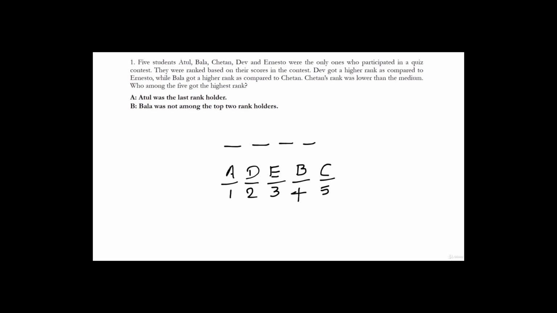Since no one's position is known, Bala could be here, Chetan could be here, Atul could be here, Dev could be here and Ernesto could be here. So only if we consider these 2 possibilities, we are not getting any definite answer for the question through statement B, which means statement B alone does not provide the answer. Now, when these 2 are considered, we have to combine both the statements and check whether they are providing the answer or not.